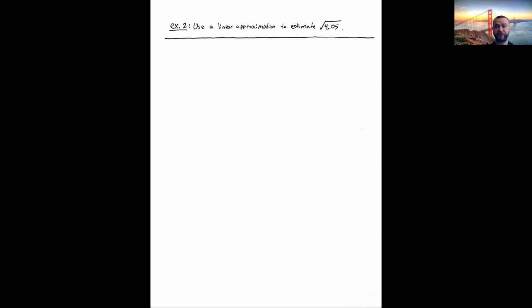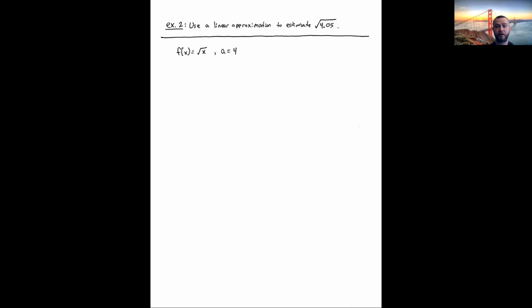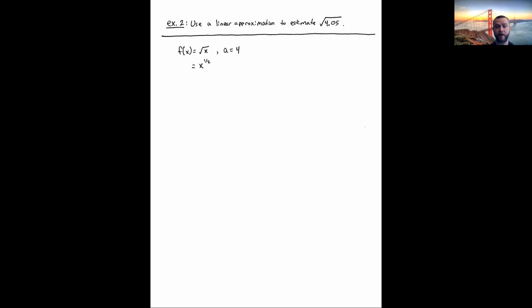Welcome back. Let's start off going through this based off the steps that we defined in an earlier part of the video. Since we have a square root value here, we're going to choose as our function square root of x. The a value that we're going to use is 4. All right, we can plug in. For calculating the derivative, you would want to rewrite that square root of x as x to the 1/2, just to make finding the derivative a little bit easier by using the power rule.